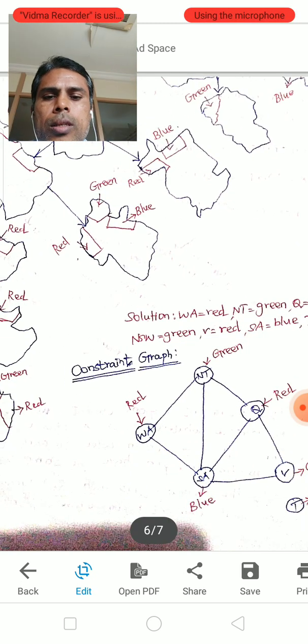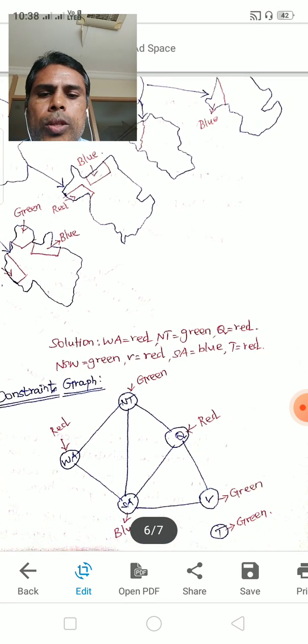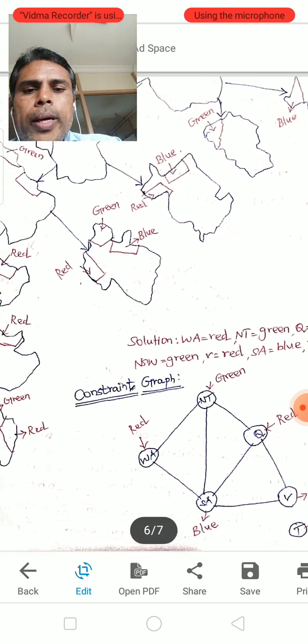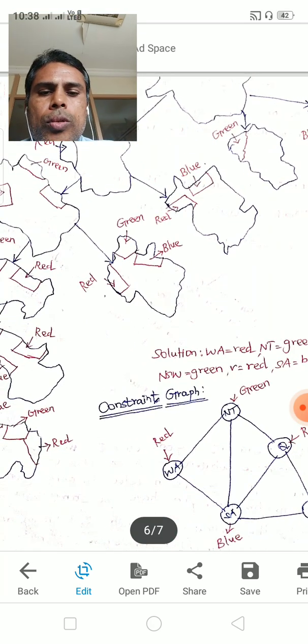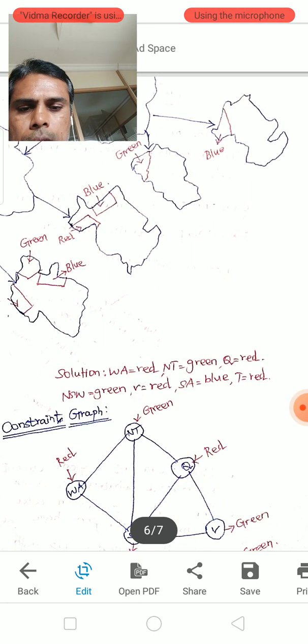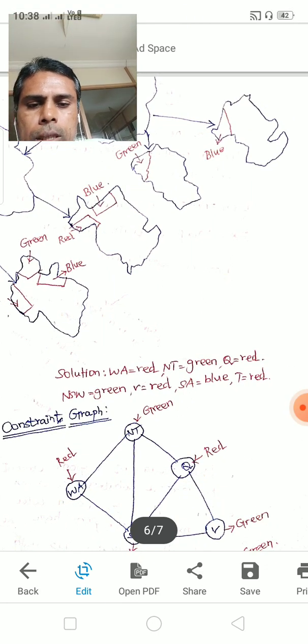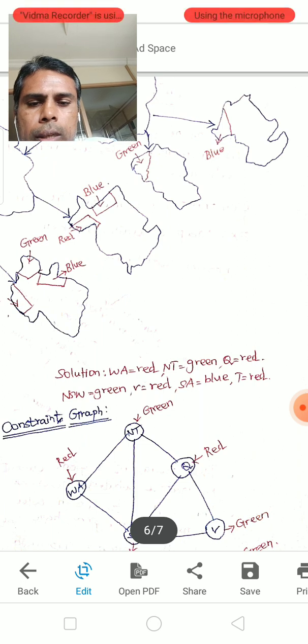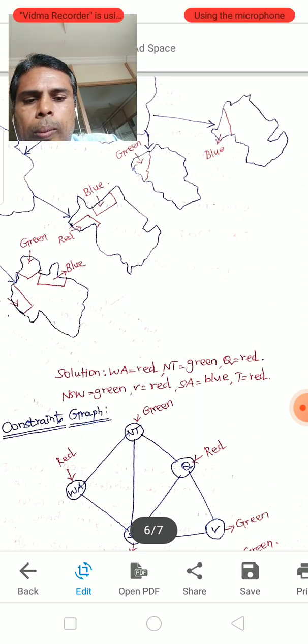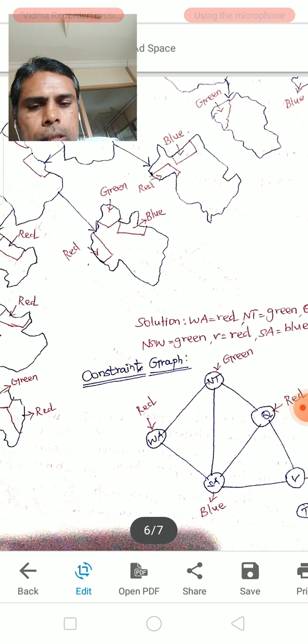Okay, so now the solution: after you apply the colors for the different continents, you should mention the final solution. So Western Australia has the red color, and Northern Territory has a green color, and Queensland has a red color, and NSW is equal to green, and V is equal to red, and SA is equal to blue, and T is equal to red. This is the final solution.